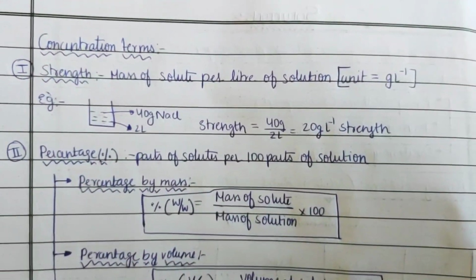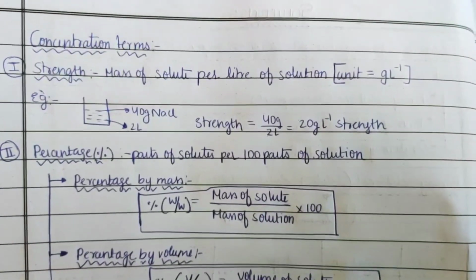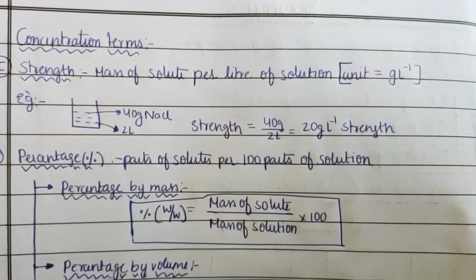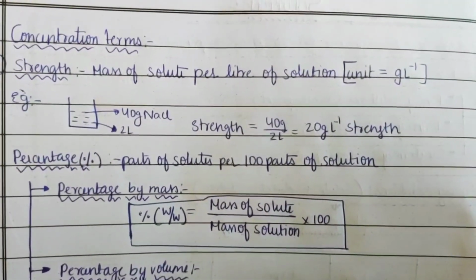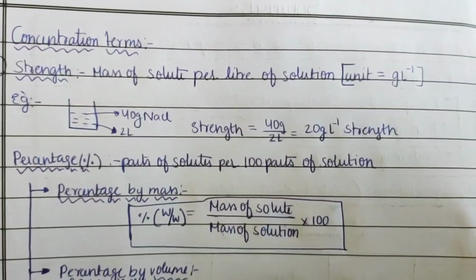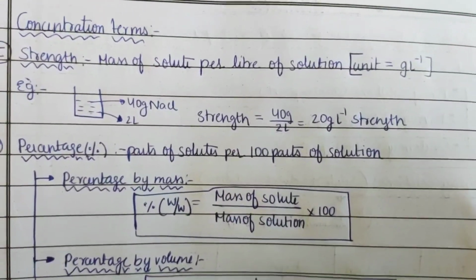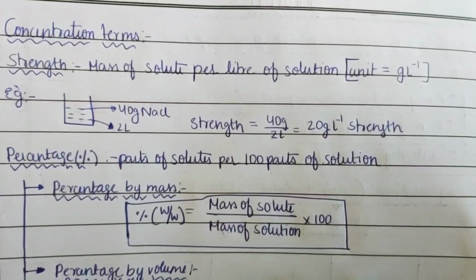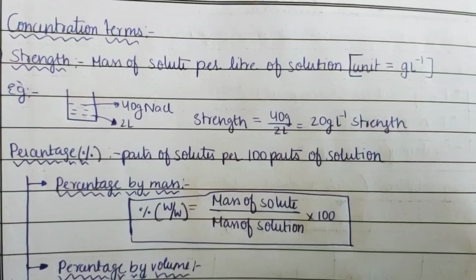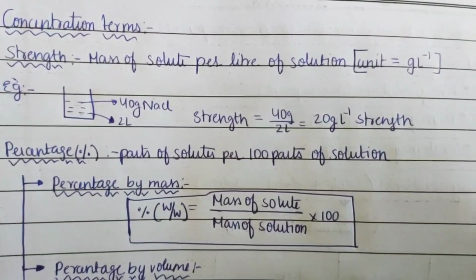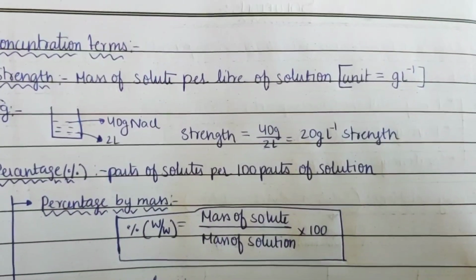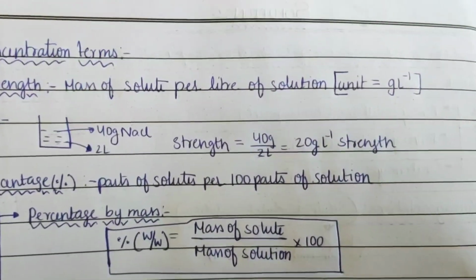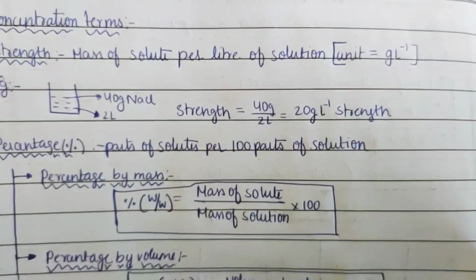Now let us discuss concentration terms. First is strength: mass of solute per liter of solution, where the unit is gram per liter. Example, here we can take a beaker which consists of 2 liters of solution, and the solute is 40 grams of NaCl. Here strength equals mass of solute per liter. Here we have 2 liters. That means for 1 liter, how many grams of solute is needed? That means 40 by 2 liter equals 20 gram per liter strength.